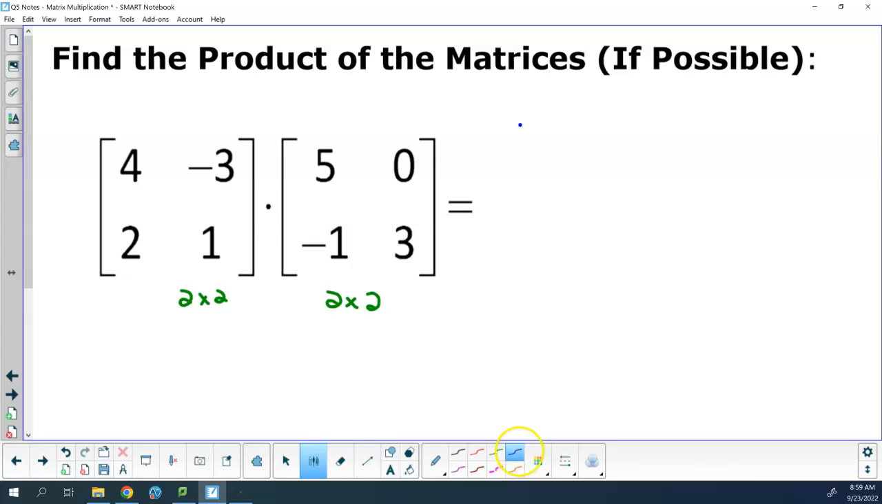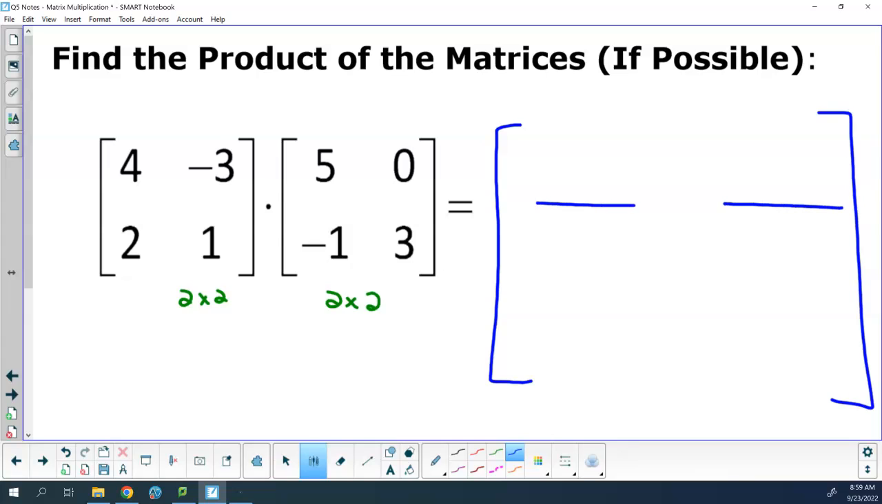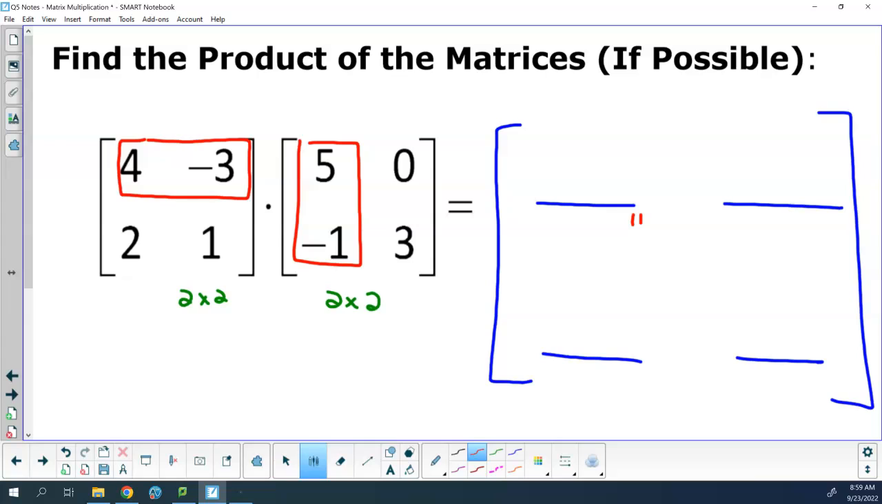So I'm going to draw myself a big old 2 by 2 matrix. Okay. This is row 1, column 1. So I'm going to take row 1, column 1. 4 times 5. Negative 3 times negative 1. Everybody in agreement with it? Okay. Now, here's the kicker.